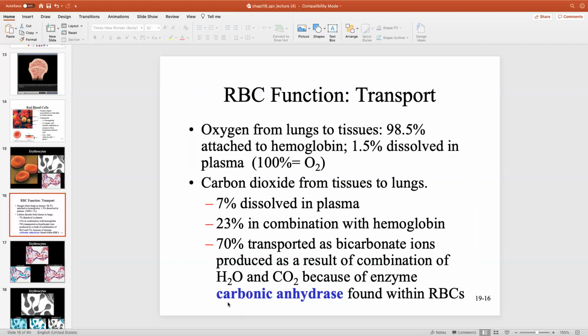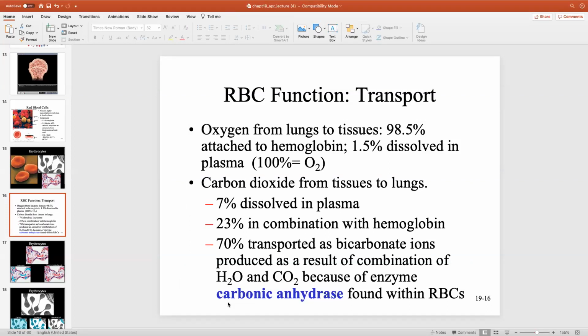Oxygen, 99% of the time, is attached to hemoglobin. It goes from your lungs to our tissues. Then the oxygen is removed from the hemoglobin, pushed out. As it gets pushed out, it goes through the interstitial space and then into the tissue itself.